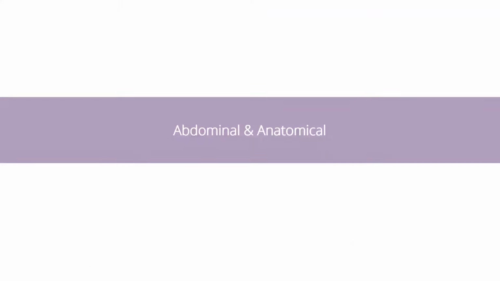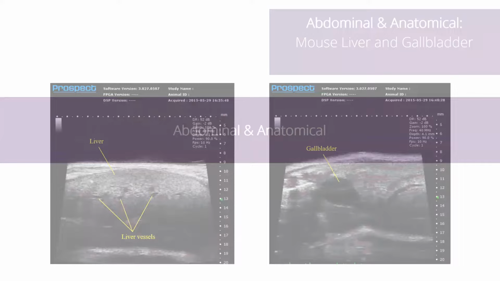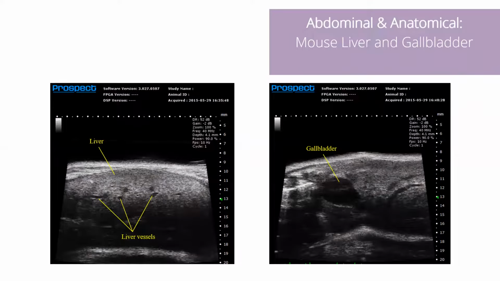Moving on to abdominal and anatomical imaging, we can identify all of the different abdominal organs. So here we're looking at the liver, the vessels running through the liver parenchyma. The gallbladder in mice, for example, is going to be filled with bile. And so we're able to see that as a very dark structure because it doesn't reflect sound. If there were stones within the gallbladder or debris within the gallbladder, we would begin to see that on a cine loop image as well.